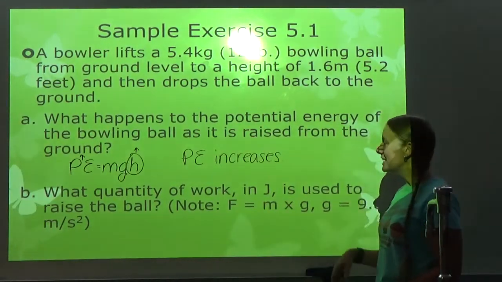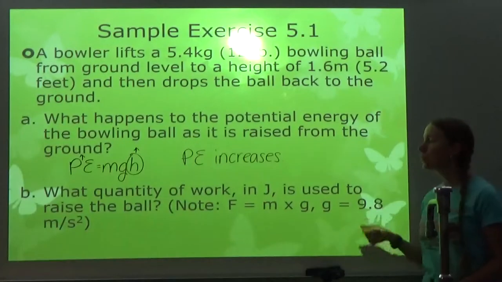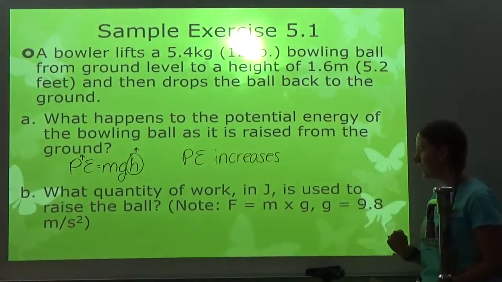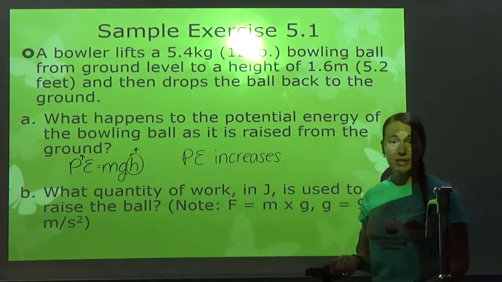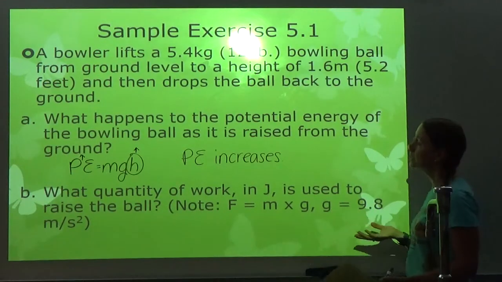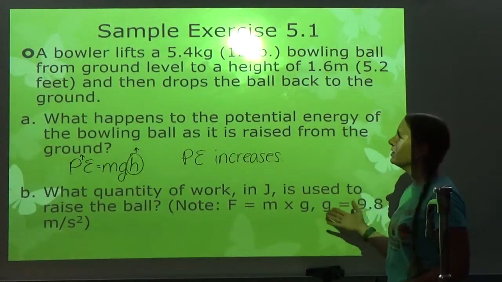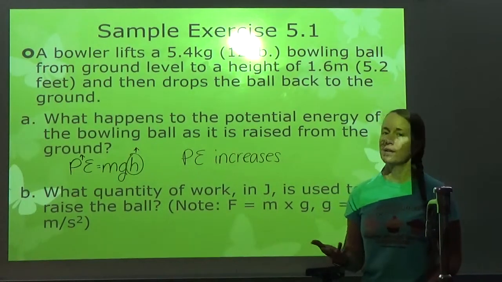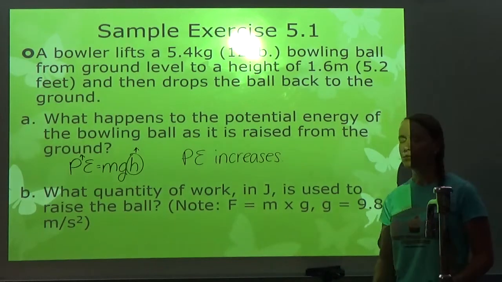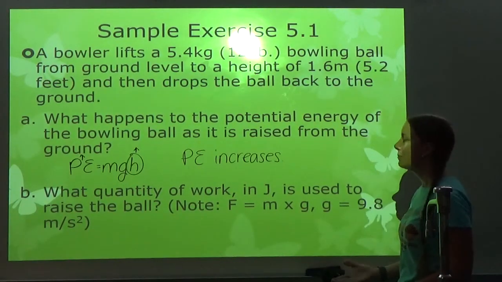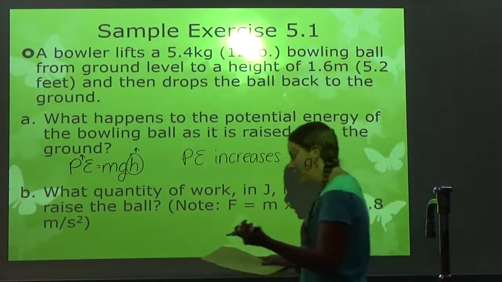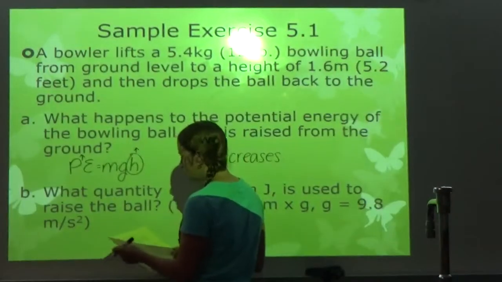So what quantity of work in joules is used to raise the ball? And then it gave me a note that force is mass times gravity, and gravity is 9.8 meters per second squared. So that's just a constant acceleration due to gravity, 9.8 meters per second squared. But again, most likely you will not be plugging into this formula on the actual AP exam. This is more background information, so, probably not going to show up on the AP exam. All right, so anyway, it says, what is the quantity of work? So we know that work is, of course, force times distance.